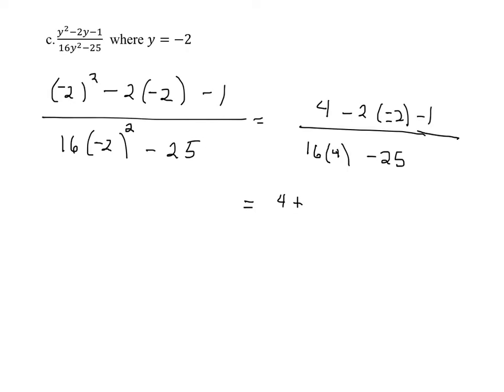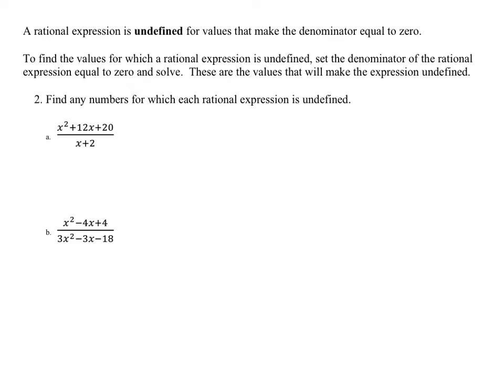-2 times -2, give me a +4. 16 times 4 is 64. So this would be 8, take away 1 will be 7. 64, take away 25 is 39. And we're just going to leave it like that. That's the evaluation. Now, let's work on the second concept of this lesson.